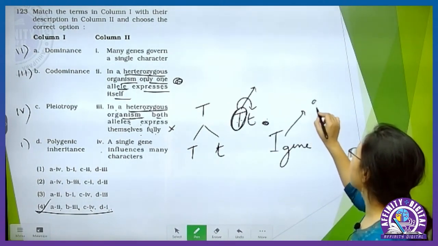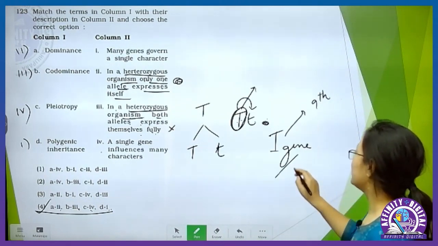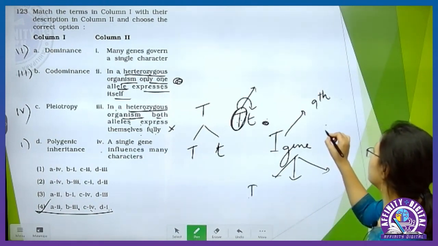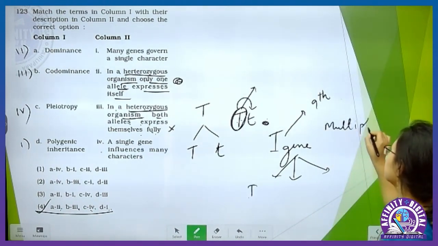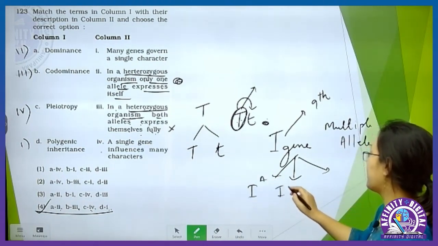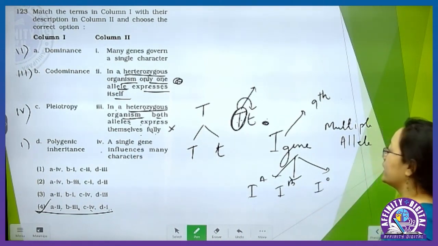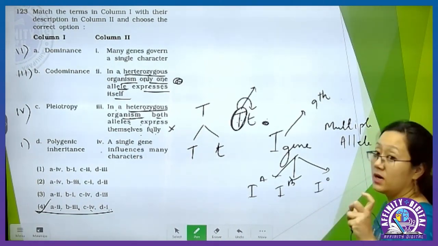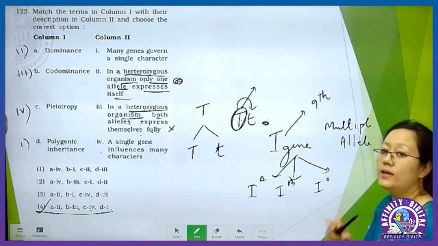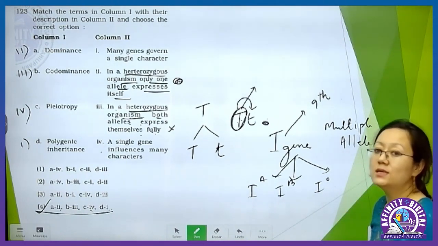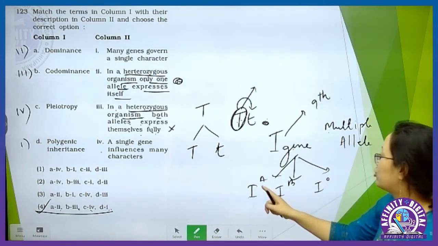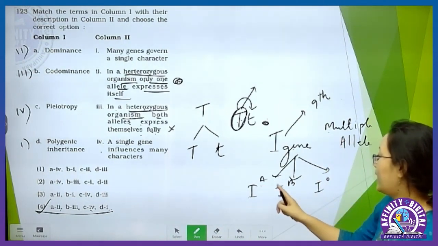is located on the 9th chromosome of human, has 3 alleles, and that is why it is an example of multiple alleles, because it has 3 alleles. What are the 3 alleles? IA, IB, IO. So in a population, the I gene will have 3 alleles, but in one individual we will have only 2 alleles out of the 3, because human is diploid.